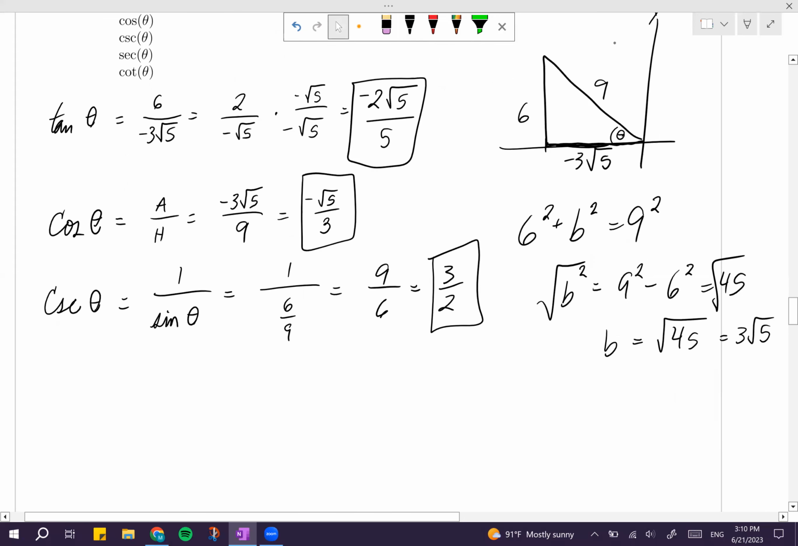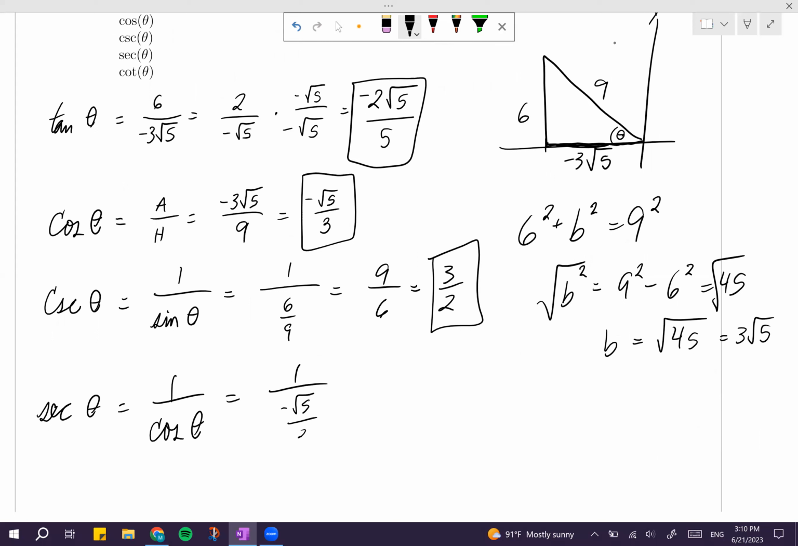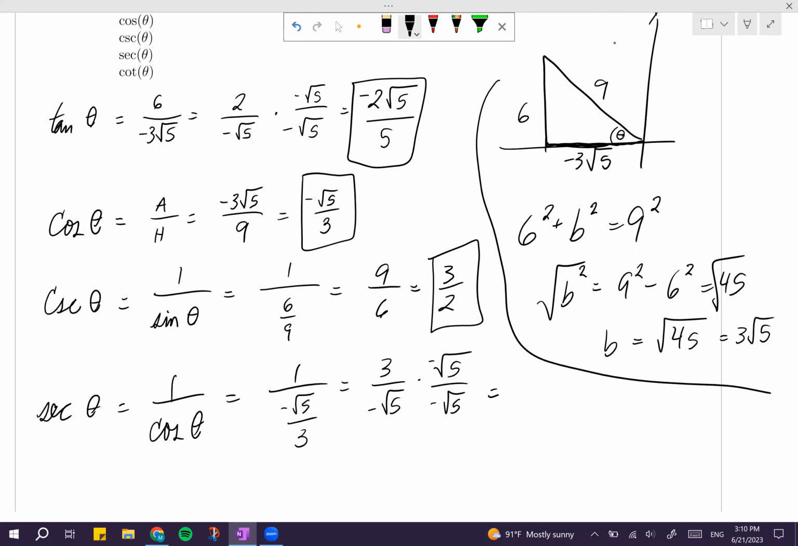My secant of theta is 1 over cosine of theta. We just found cosine, so that's 1 over negative square root of 5 over 3, which is 3 over negative square root of 5. And we can multiply by negative square root of 5 to cancel out that square root in the denominator. And we're going to get -3 times the square root of 5 over 5.